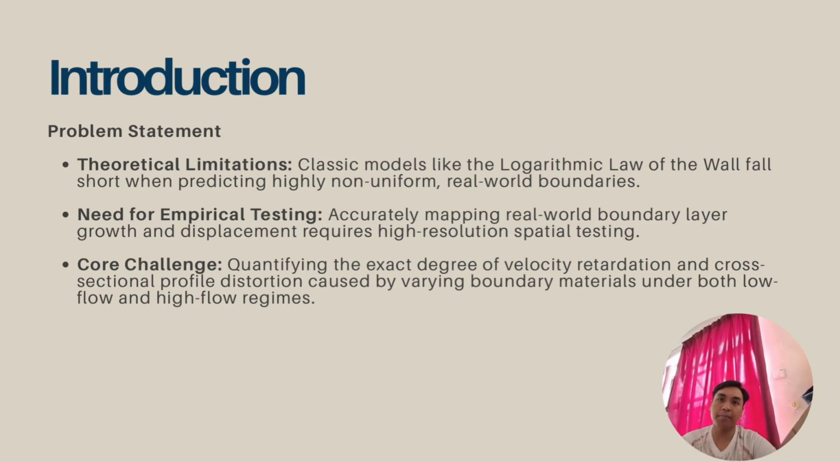Next, for the problem statement part, the first problem is a theoretical limitation, where classic models like the logarithmic law of the wall fall short when predicting highly non-uniform real-world boundaries. The second problem is a need for empirical testing. Accurately mapping real-world boundary layer growth and displacement requires high-resolution spatial testing. And the last problem statement is a core challenge, which is quantifying the exact degree of the velocity retardation and the cross-sectional profile distortion caused by varying boundary materials under both low flow and high flow regimes.